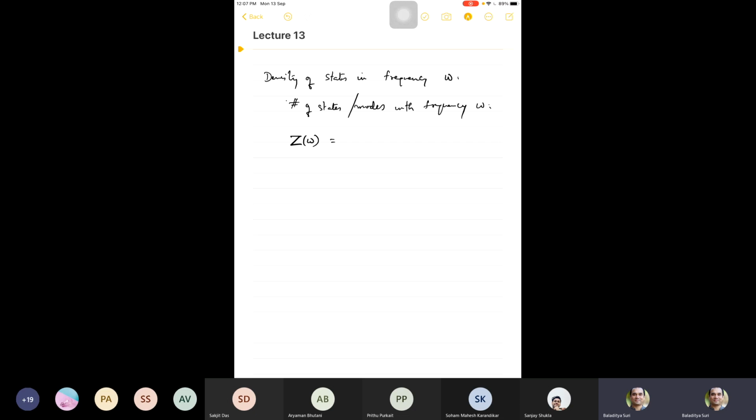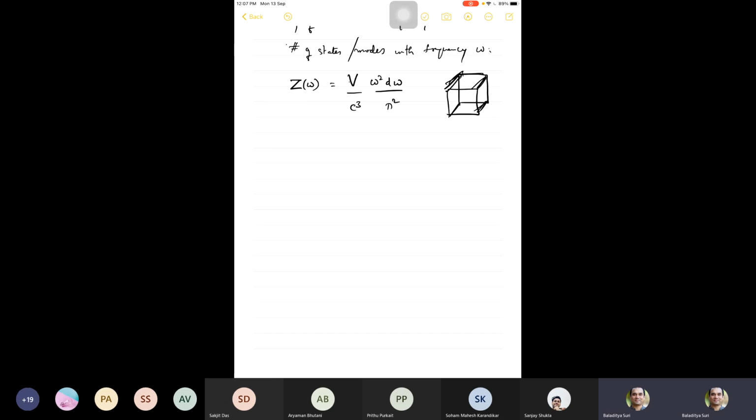So Z of omega, we found the expression to be proportional to the volume, of course. So it's proportional to the volume of the cubical box. We considered a cubical box made of perfect conductor on all faces. So we had V by c cubed, omega squared d omega by pi squared. Sorry, this is Z of omega d omega, and it is the number of states in a frequency range from omega to omega plus d omega.